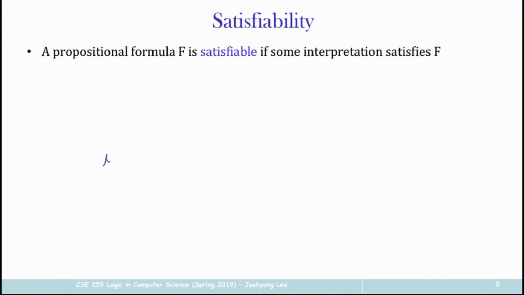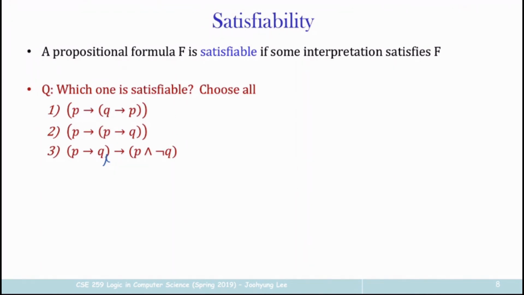So, like tautology, satisfiability is also similar in the sense that we don't need to talk about a particular interpretation. By definition, we say a formula is satisfiable if there is at least one solution. If there's at least one interpretation that makes the formula true, then we say this is satisfiable. Again, we are applying the same thing here.